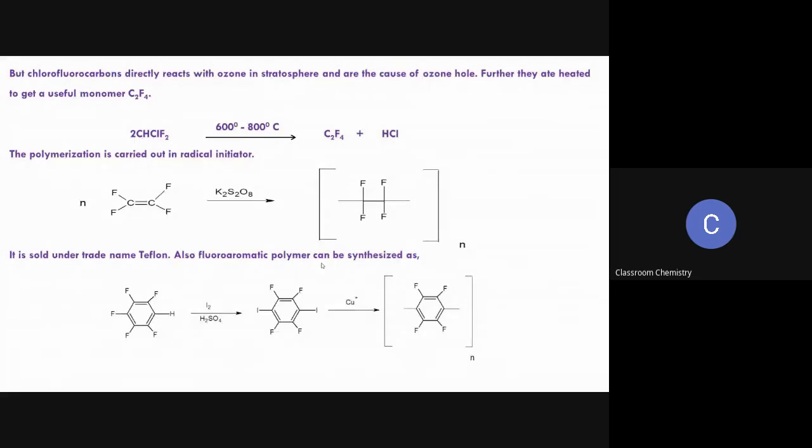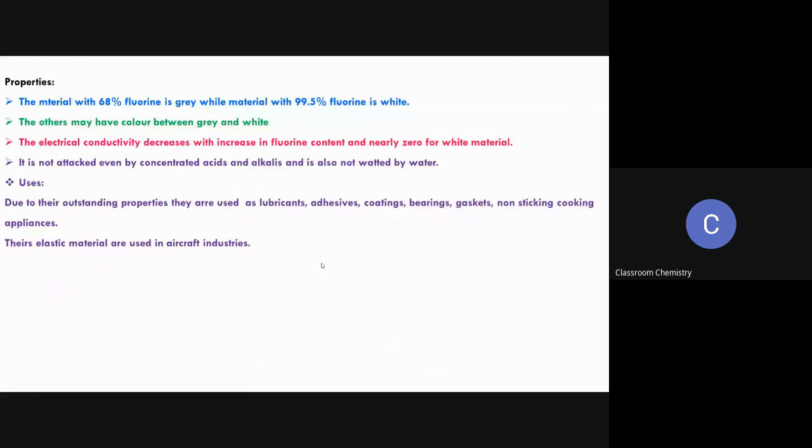Yes. Now today, what we want to see is the properties of this fluorocarbon polymer. What are the properties? If you see the material with 68% fluorine, that is the lower percentage of fluorine, then its color is gray.